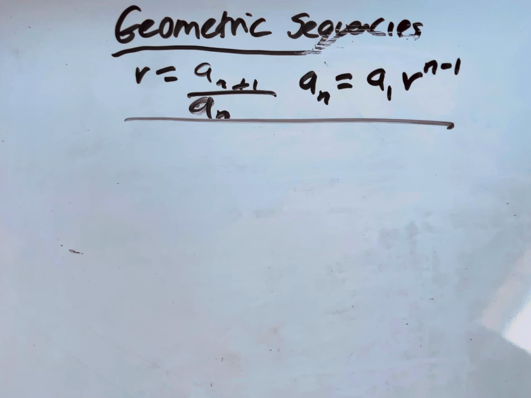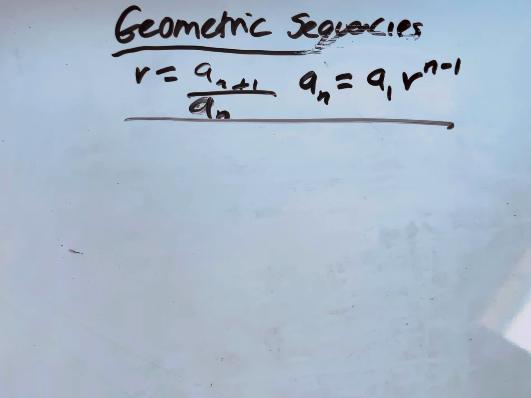Now, when using the geometric sequences, consecutive numbers are compared to find the common ratio. Then once we find that ratio, we then use it in the geometric sequence formula.